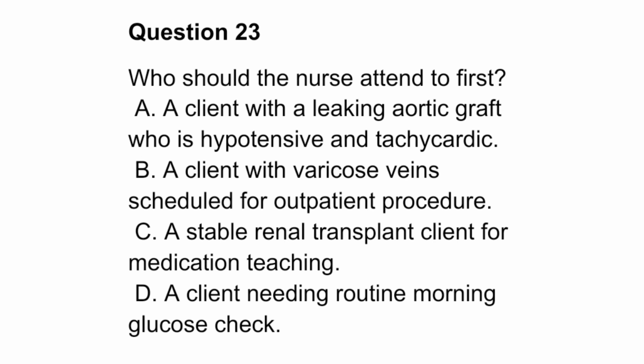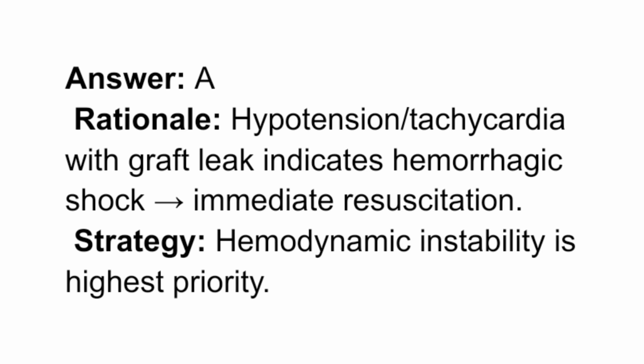Question 23. Who should the nurse attend to first? A. A client with a leaking aortic graft who is hypotensive and tachycardic. B. A client with varicose veins scheduled for outpatient procedure. C. A stable renal transplant client for medication teaching. D. A client needing routine morning glucose check. Answer, A. Rationale: hypotension/tachycardia with graft leak indicates hemorrhagic shock, immediate resuscitation. Strategy: hemodynamic instability is highest priority.